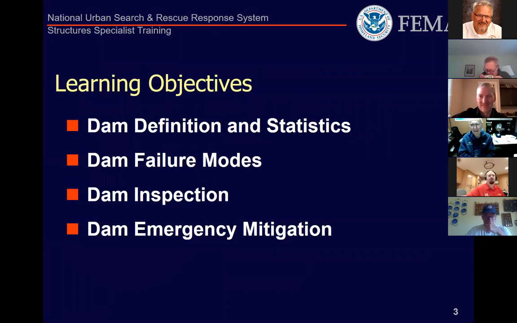We're going to focus on 4 main objectives. The first being the dam definition and statistics, followed by dam failure modes, dam inspections, and dam emergency mitigation.